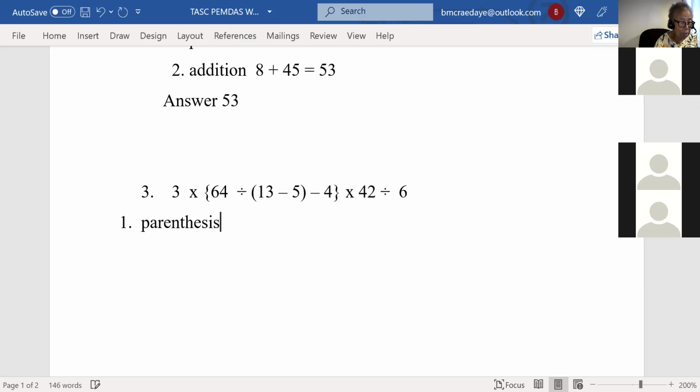So parentheses, Vanessa said 13 minus 5. And that would be equal to what, Vanessa? 8. 8, okay. So 13 minus 5 would be equal to 8.